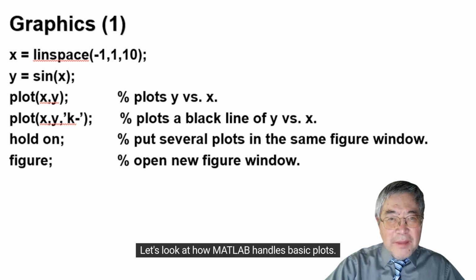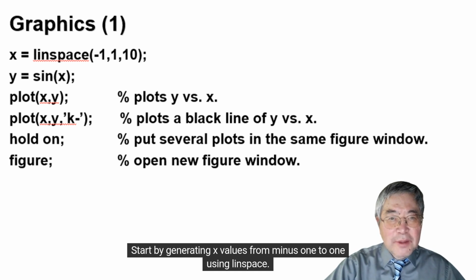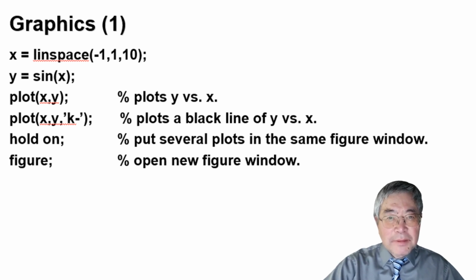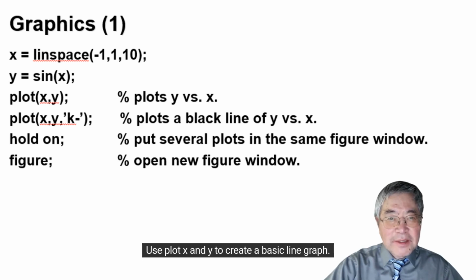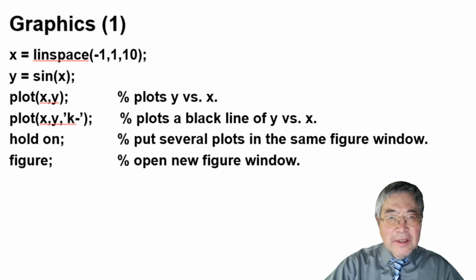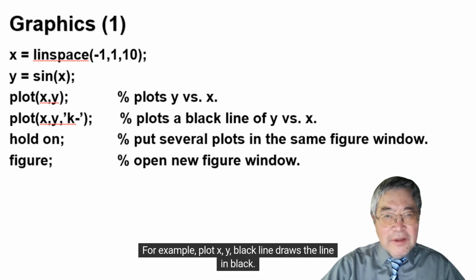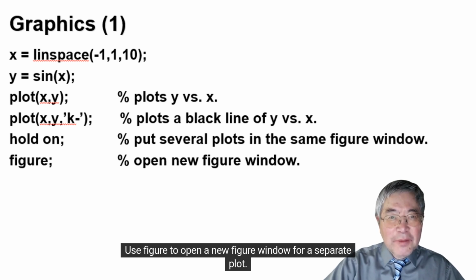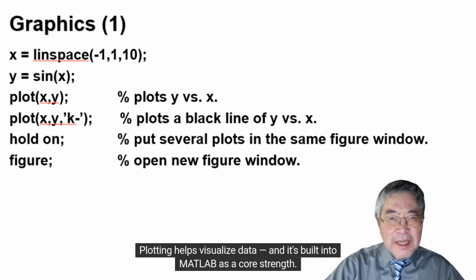Let's look at how MATLAB handles basic plots. Start by generating x values from -1 to 1 using linspace. Then take the sign of x to get y. Use plot(x, y) to create a basic line graph. To change the appearance, you can specify style and color. For example, plot(x, y, 'k-') draws the line in black. Use hold on if you want to overlay another plot on the same figure. Use figure to open a new figure window for a separate plot. Plotting helps visualize data, and it's built into MATLAB as a core strength.